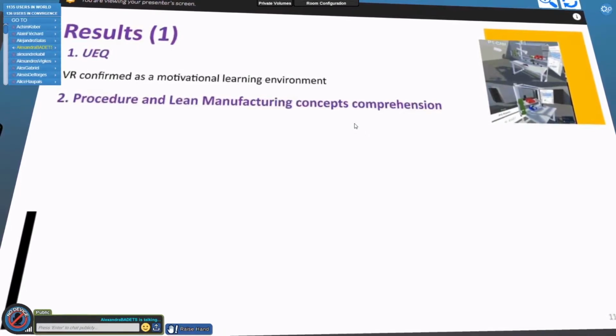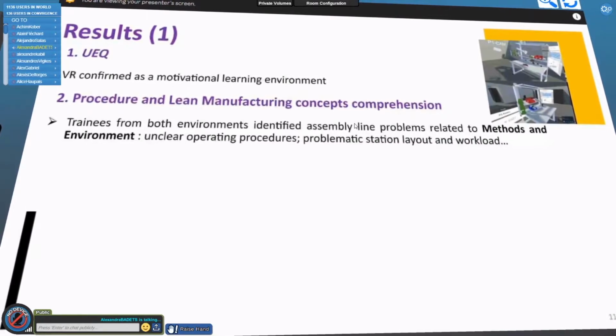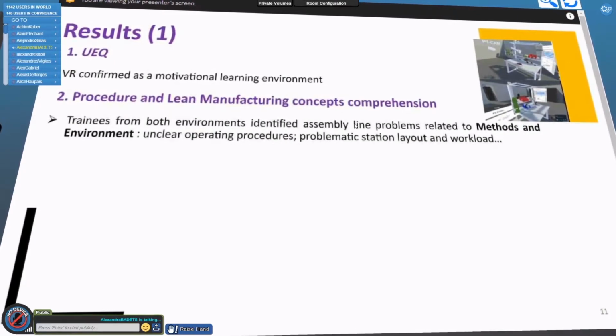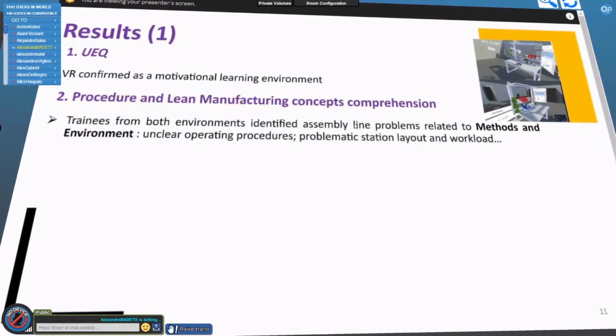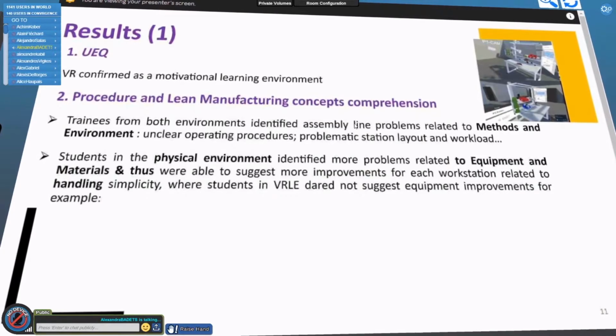The main results of the students' performance evaluation was that the trainees from both environments did identify assembly line problems related to methods, related to environment. For example, the operating procedures that were not clear, the station's layout that was problematic. But the students in the physical environment identified more problems related to equipment or to materials.